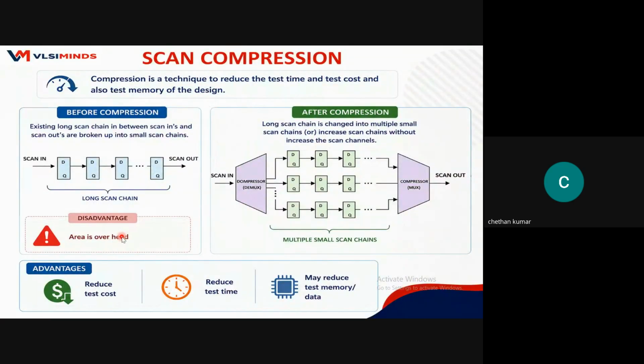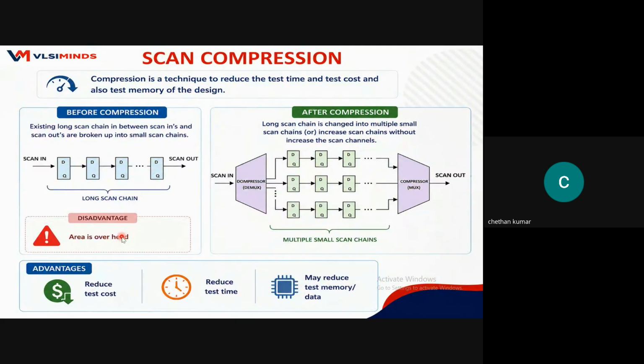Do you have any doubts on the scan part? Okay, by assuming that you are following, I'm just moving forward. Next, scan compression. Why do we need scan compression?